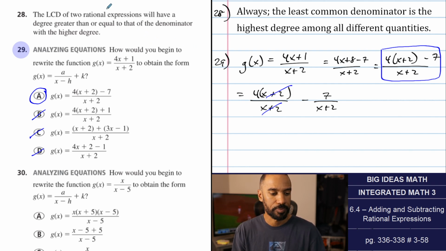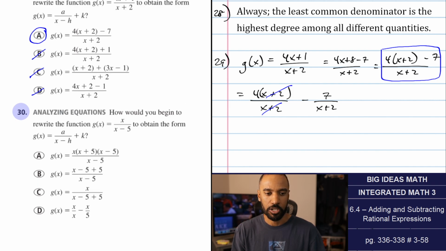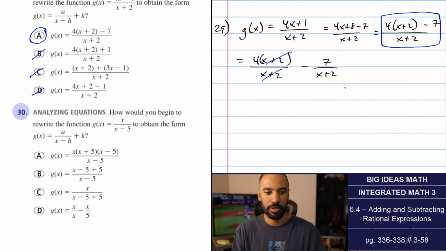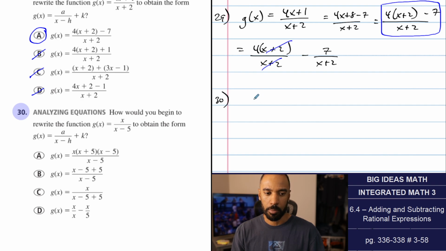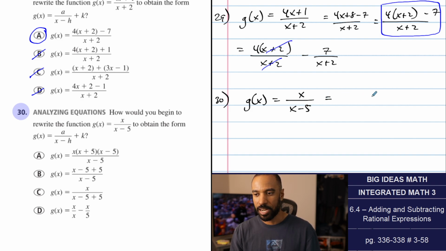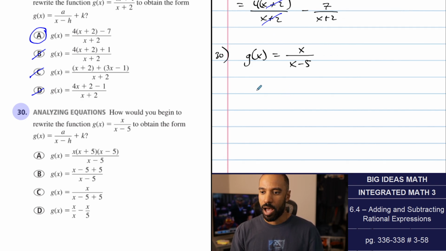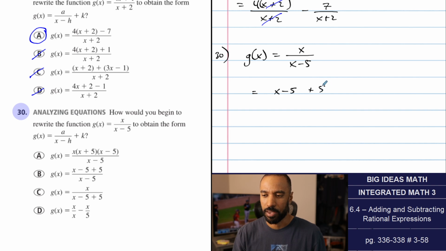And it looks like we're about to get into these. Well, not yet. Number 30. How would you begin to rewrite the function g of x equals x over x minus 5 to obtain the form here? I was going to say it's in the form, but it's not because that's an x. Let me try to do this on my own as well. g of x equals x over x minus 5. I need to get an x minus 5 out from here, and I need to do something here to make it so that the x, so plus 5, like that, because negative 5 plus 5 is 0. So I would start like that, and then I could do the split.